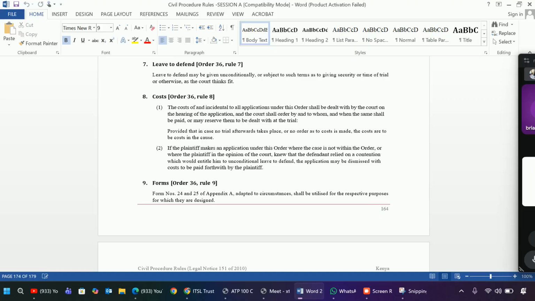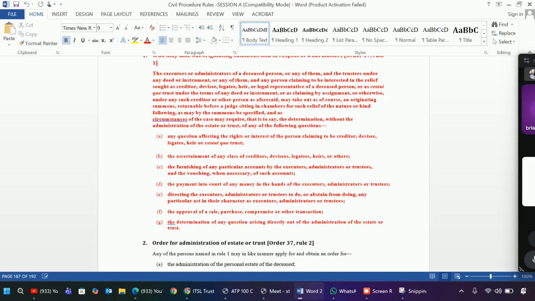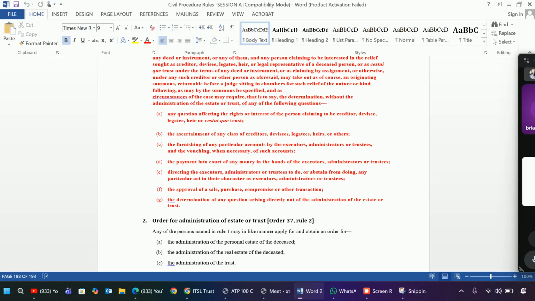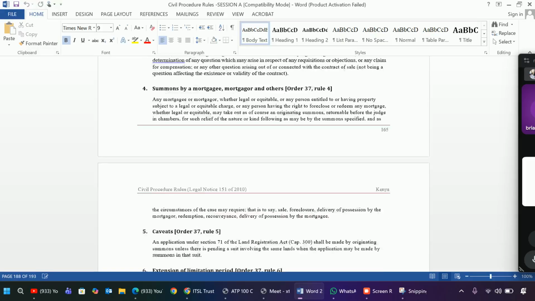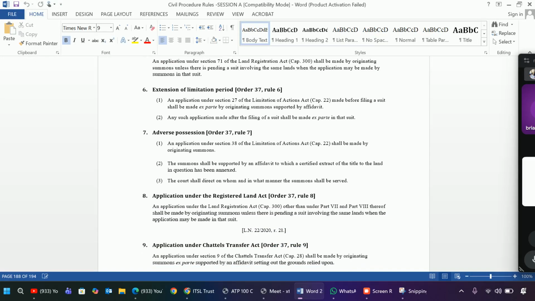I'm in Order 36. Originating summons. So the courts are interpreting originating motion to refer to originating summons.